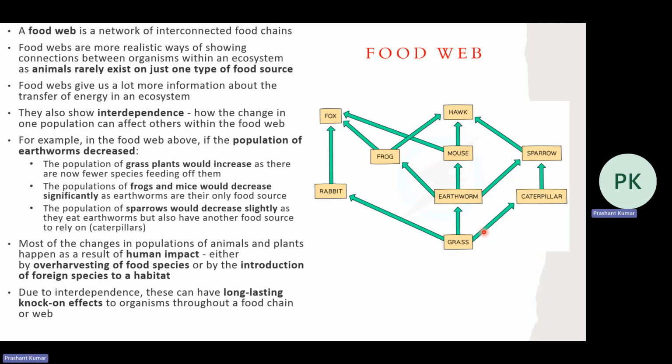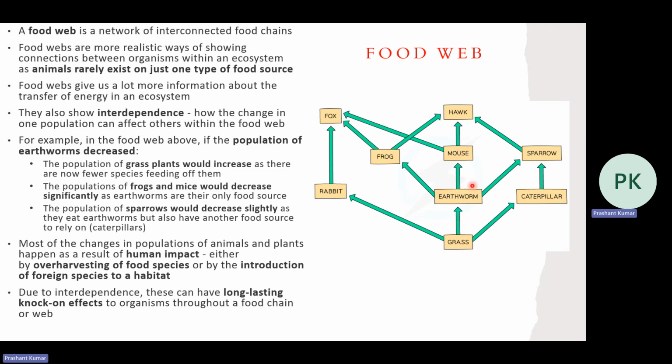For example, in the food web given here, you will find that the population of earthworm decreases. Let's take an example. This population is going to decrease, right? So the population of the grass plants will increase because there is no one to eat them. Of course, rabbit and caterpillar are there, but they will eat how much? Earthworm is also not there, so their number will be slightly increased, as there are now few species feeding on them.